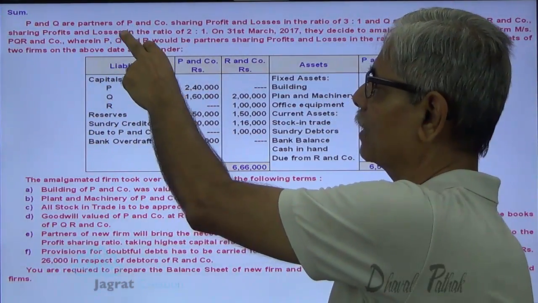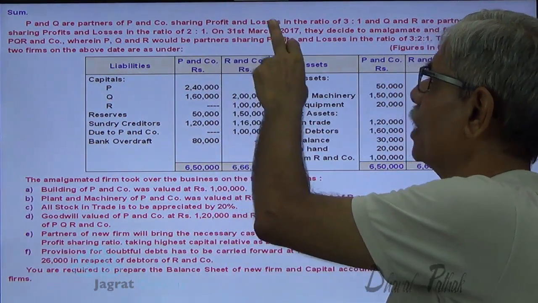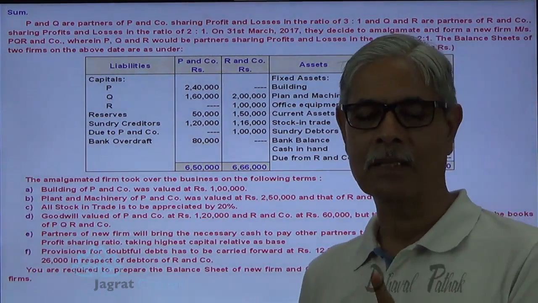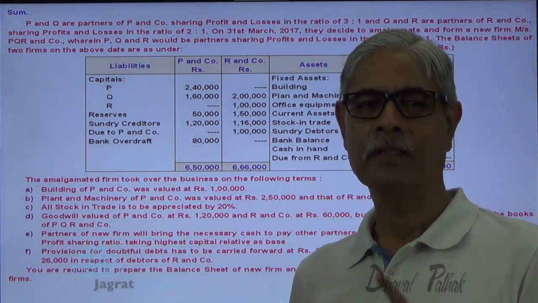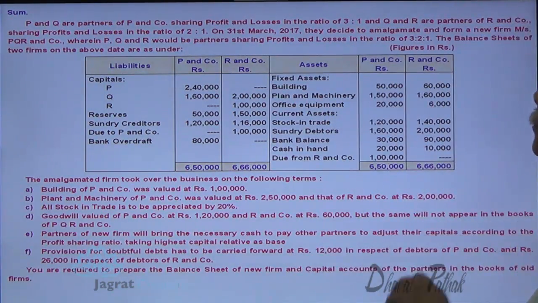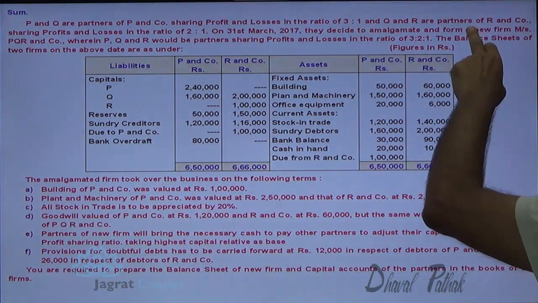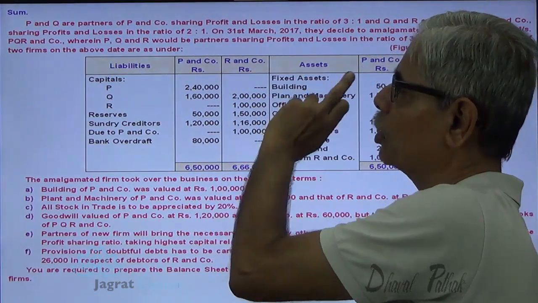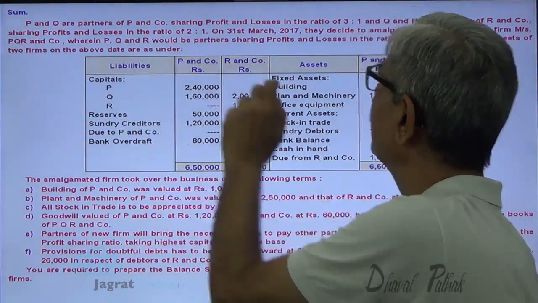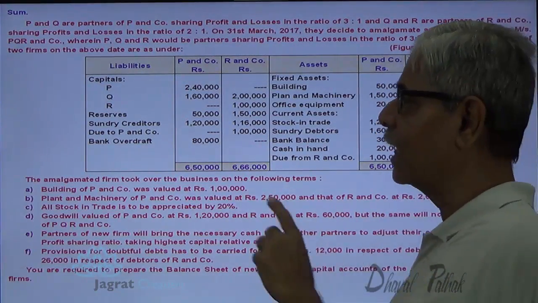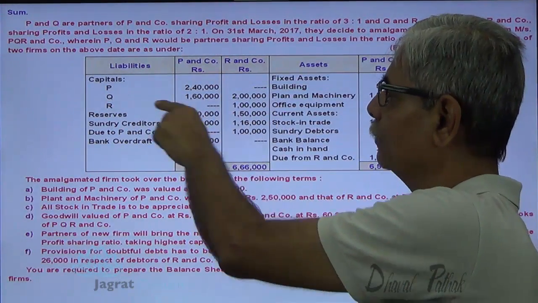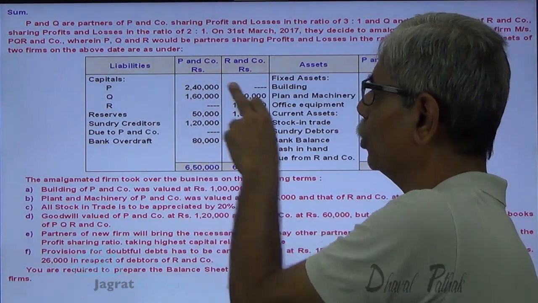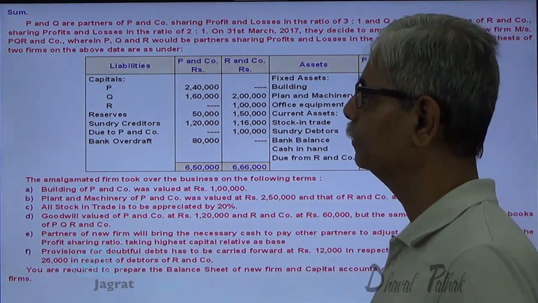P and Q are partners of P and Company, sharing profits and losses in the ratio of 3:1. Q and R are partners of R and Company, sharing profits and losses in the ratio of 2:1. So P and Q are partners in one firm, and Q and R are partners in the other. Q is a partner who is common in both firms.